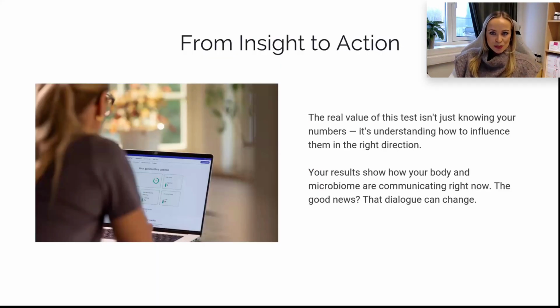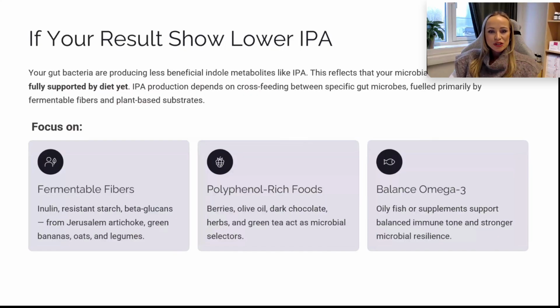And this brings me to the next part, which is about how you can turn those insights into actions, because this is also where the real value is. It's helping you understand how to influence your biology in the right direction. So if your results show that you have lower IPA, this suggests that your gut bacteria are producing less of this beneficial indole metabolite.